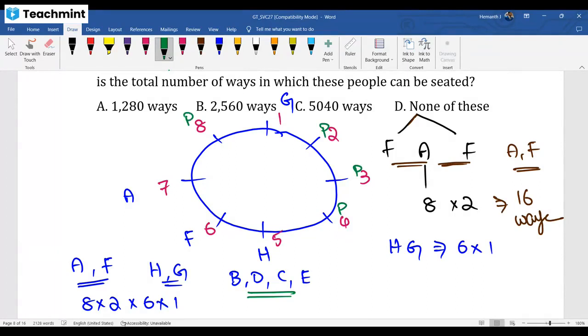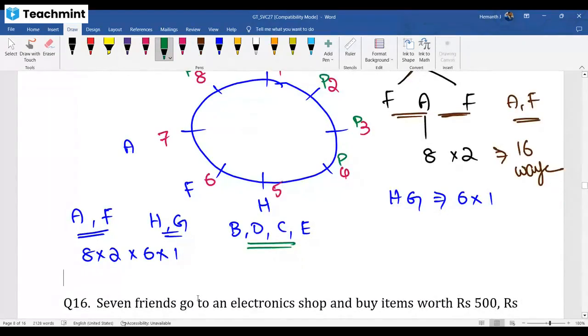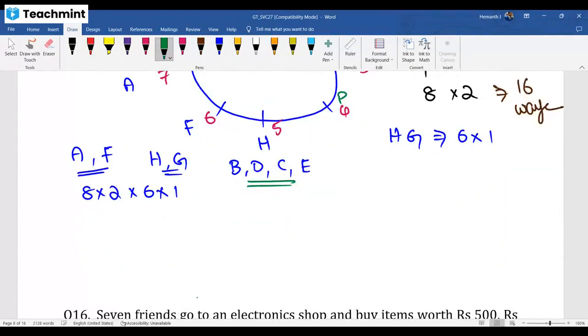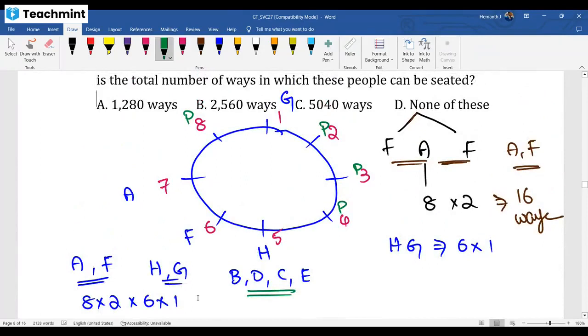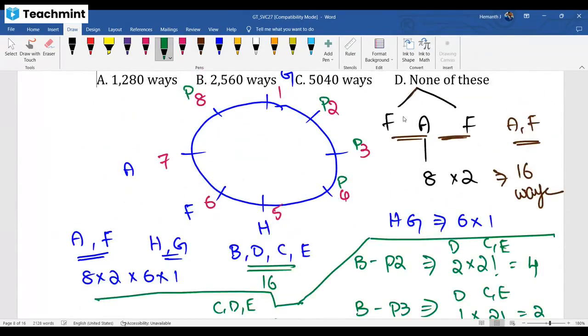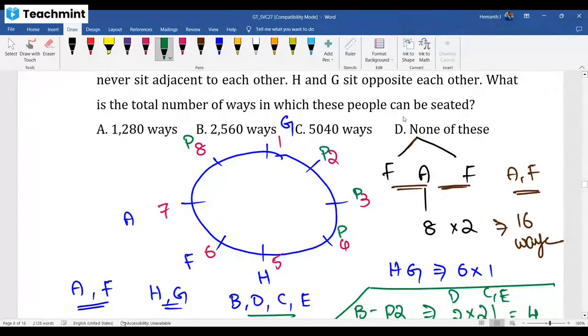Now let's say when B is taking a certain position, then B will take the position which is available. H and G are opposite, fine.